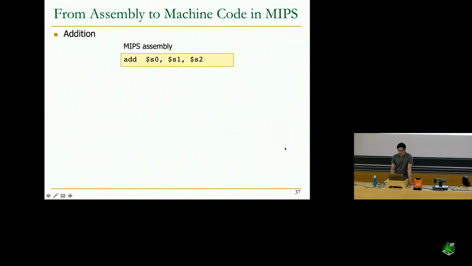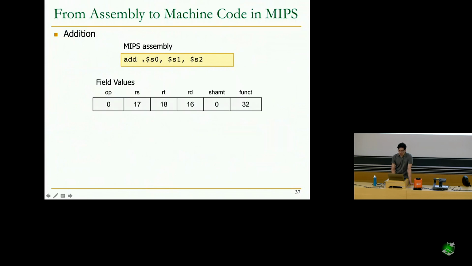What about MIPS? It's very similar, as you will see. This is the MIPS assembly. Here, the destination is S0, and the source registers are S1 and S2.